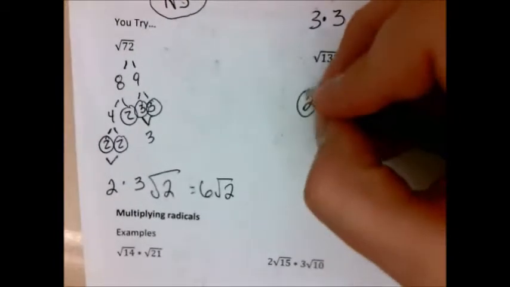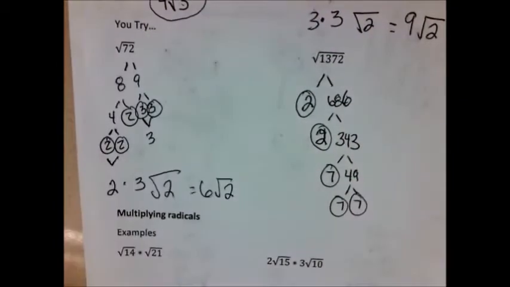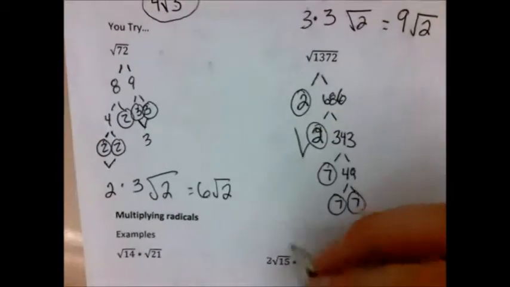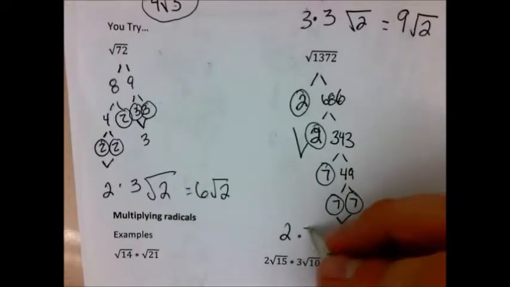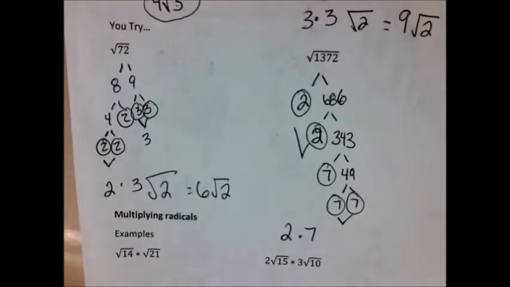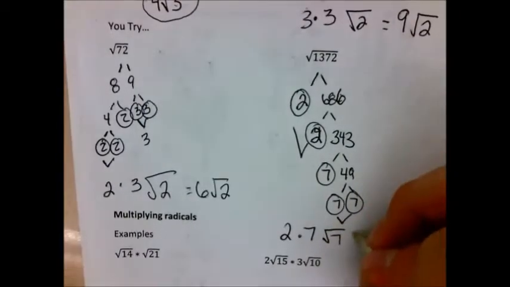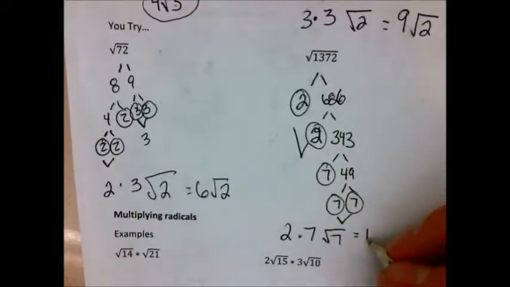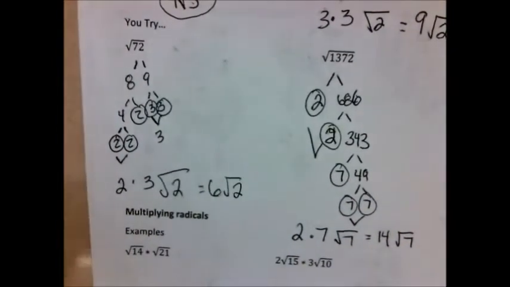So we've got a 2, another 2, a 7, another 7, and a third 7. So they have to come out in pairs. So we've got a pair of 2s. 2 comes down. We've got a pair of 7s. 7 comes down. This 7 doesn't have anyone to go out with, so it goes back home. 2 times 7 is 14. Square root 7. Give me a second to write that down.